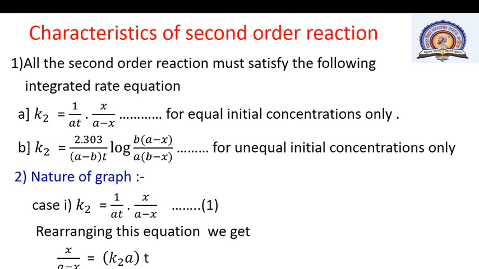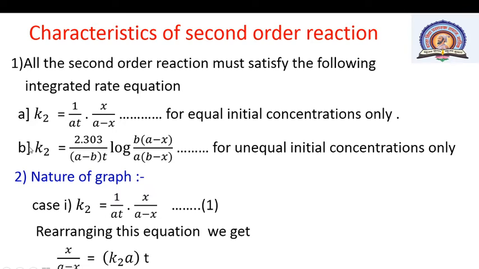Then next, the characteristics of second order reactions. Now there are different characteristics. First characteristic is all the second order reactions must obey or satisfy the following integrated rate equation. First, k2 is equal to 1 upon a into t into x upon (a minus x) for equal initial concentrations only.